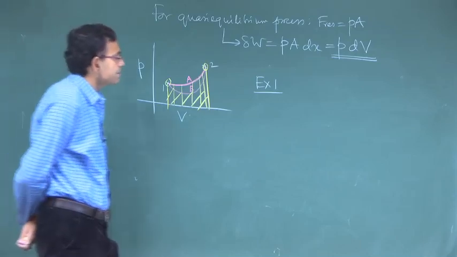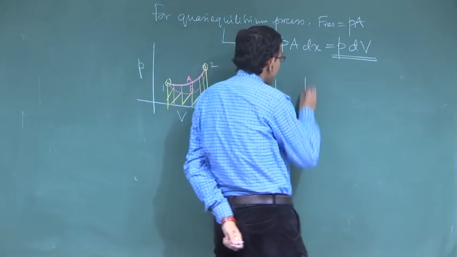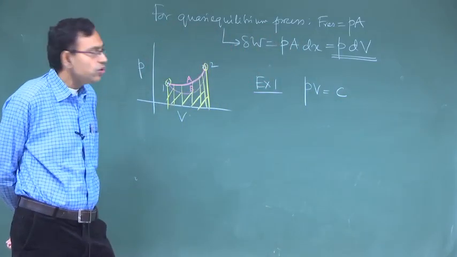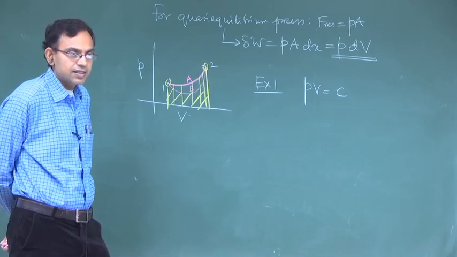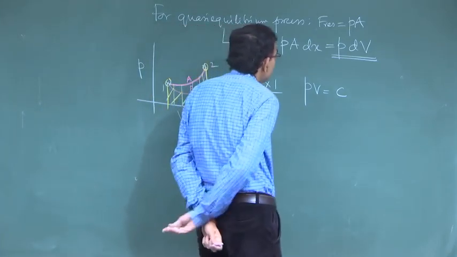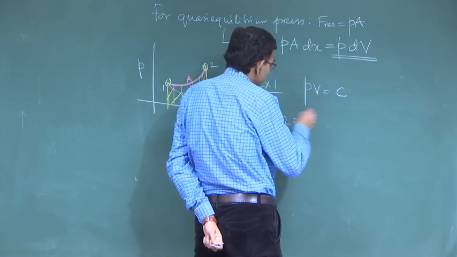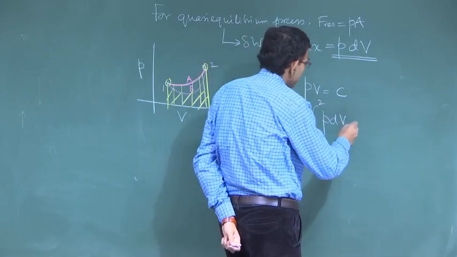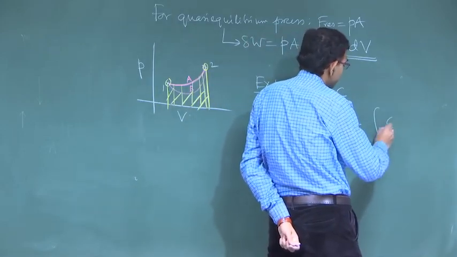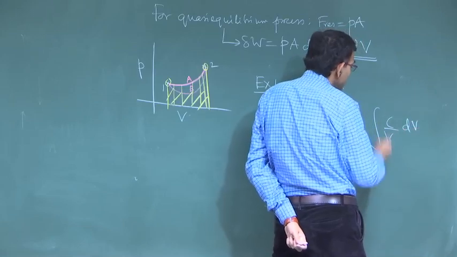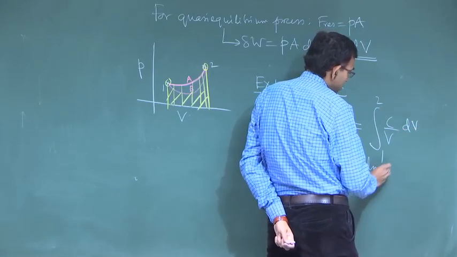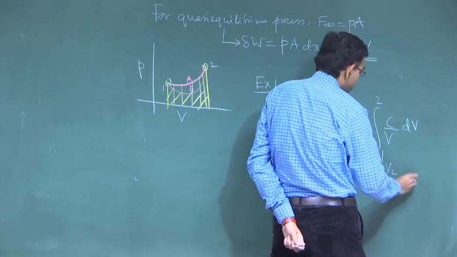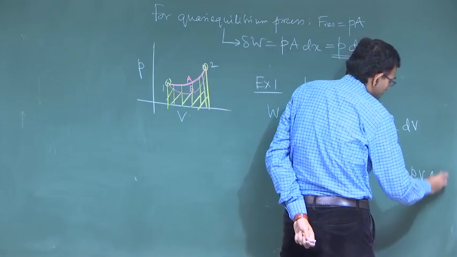Example 1 will be, say, PV equal to constant. This is typical of an isothermal process of an ideal gas. So, W12, the work done from 1 to 2, is the integral of P dV from 1 to 2. So, P is C by V, giving C ln V2 by V1. So, C is nothing but P1 V1 or P2 V2. So, this is P1 V1 ln V2 by V1.